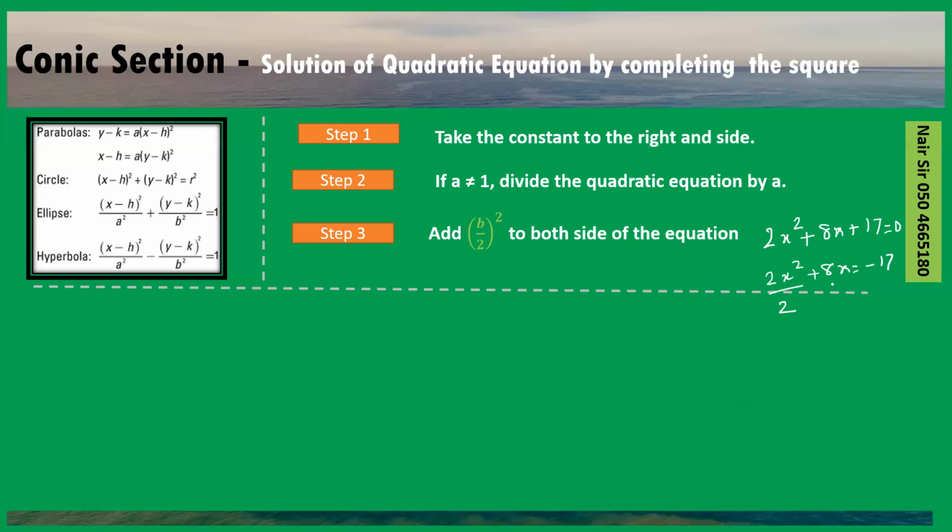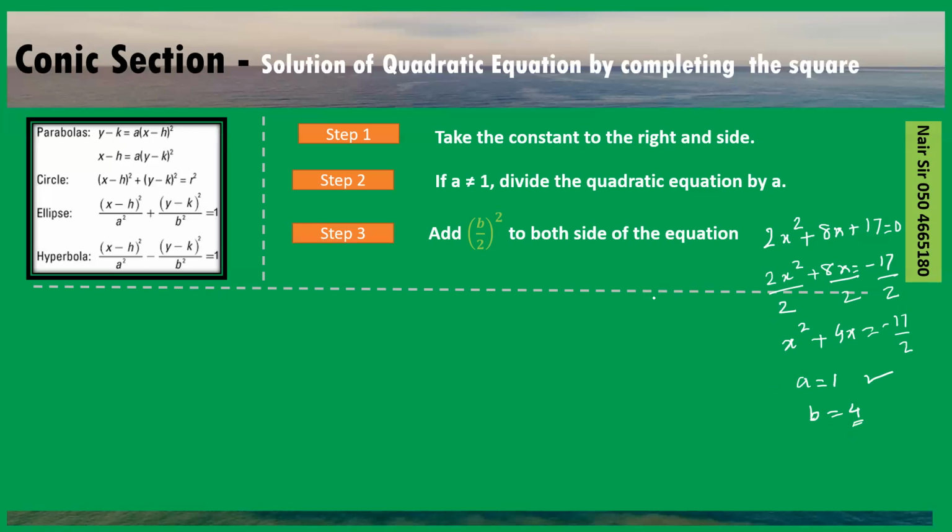So divide this by 2, divide this by 2, divide this by 2. What will I get? I will get x square plus 4x is equal to minus 17 upon 2. Now, what is the coefficient of x square? A is equal to 1. I am done. B is equal to 4.